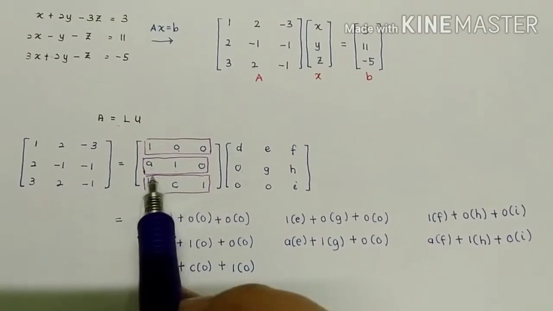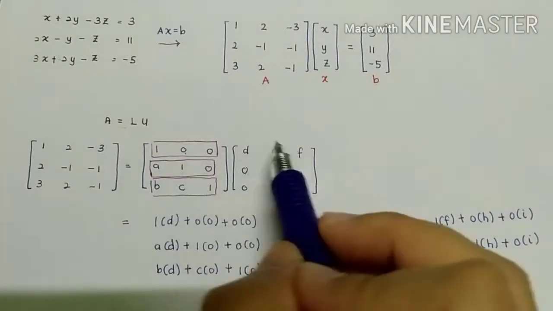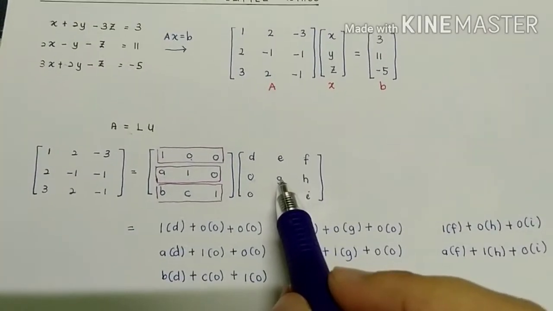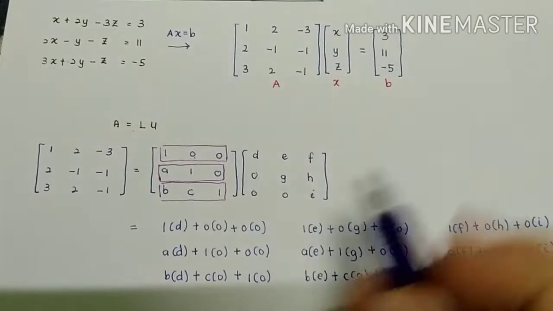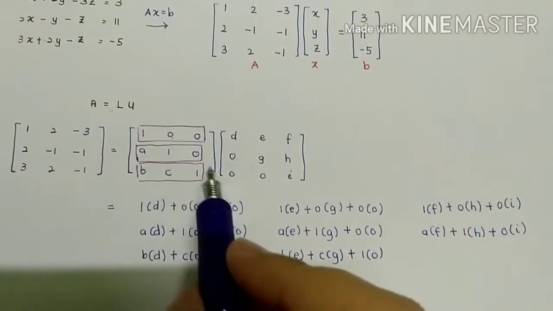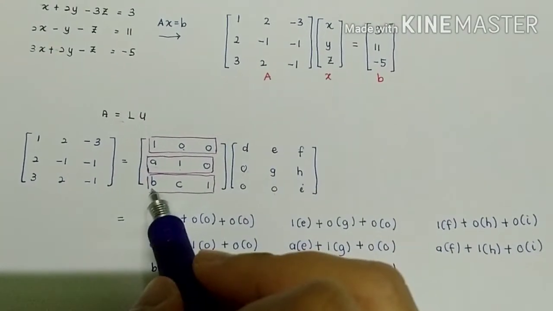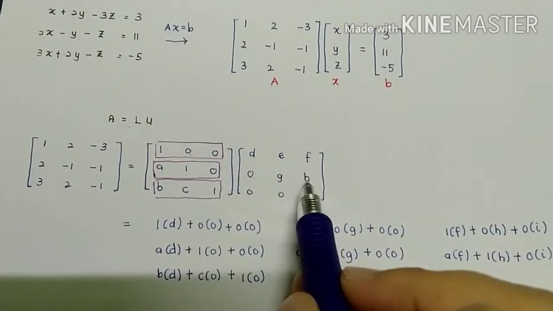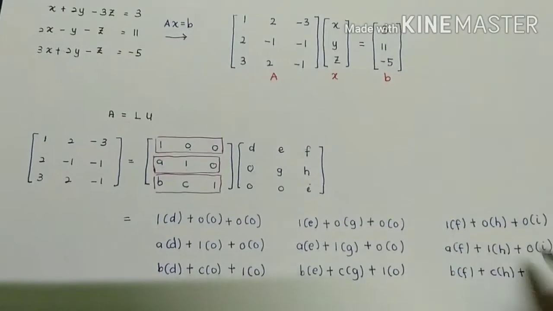Then the third row of matrix L, we multiply with the second column of matrix U. So we have B times E plus C times G and plus 1 times 0. And for the last column, we multiply the third row of matrix L with the third column of matrix U. So we have B times F plus C times H plus 1 times I.